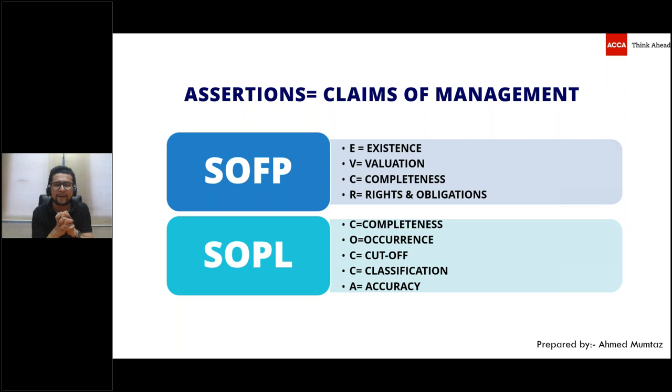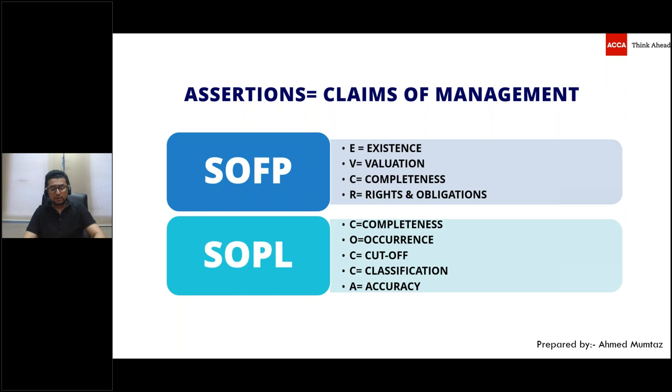Number second, valuation. So let's say I am the management, and if I have prepared the statement of financial position, I'm going to claim that all those assets, liabilities, or capital which I have recognized within the statement of financial position are neither overstated nor understated. I'm going to claim that all those items are valued at the correct value. So this is something which the management is going to claim.